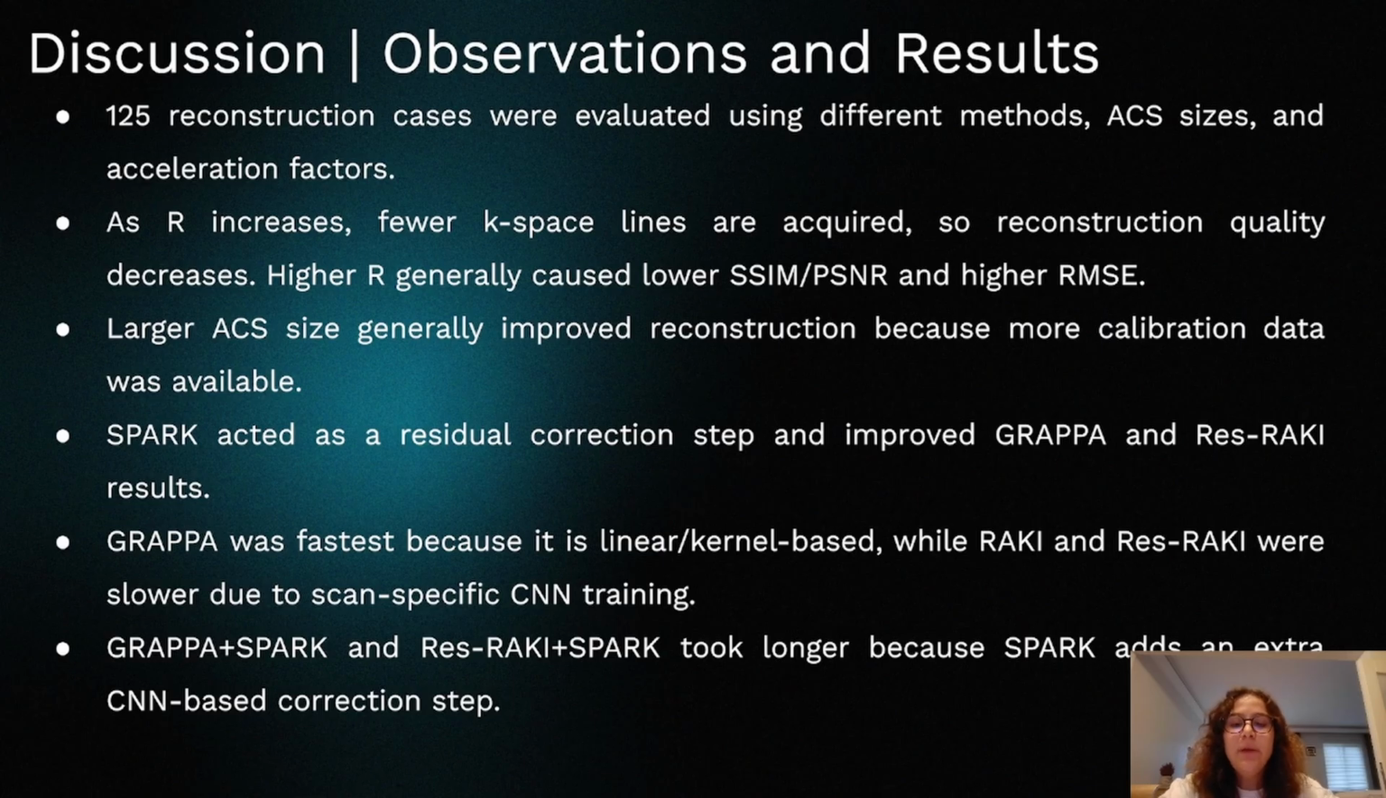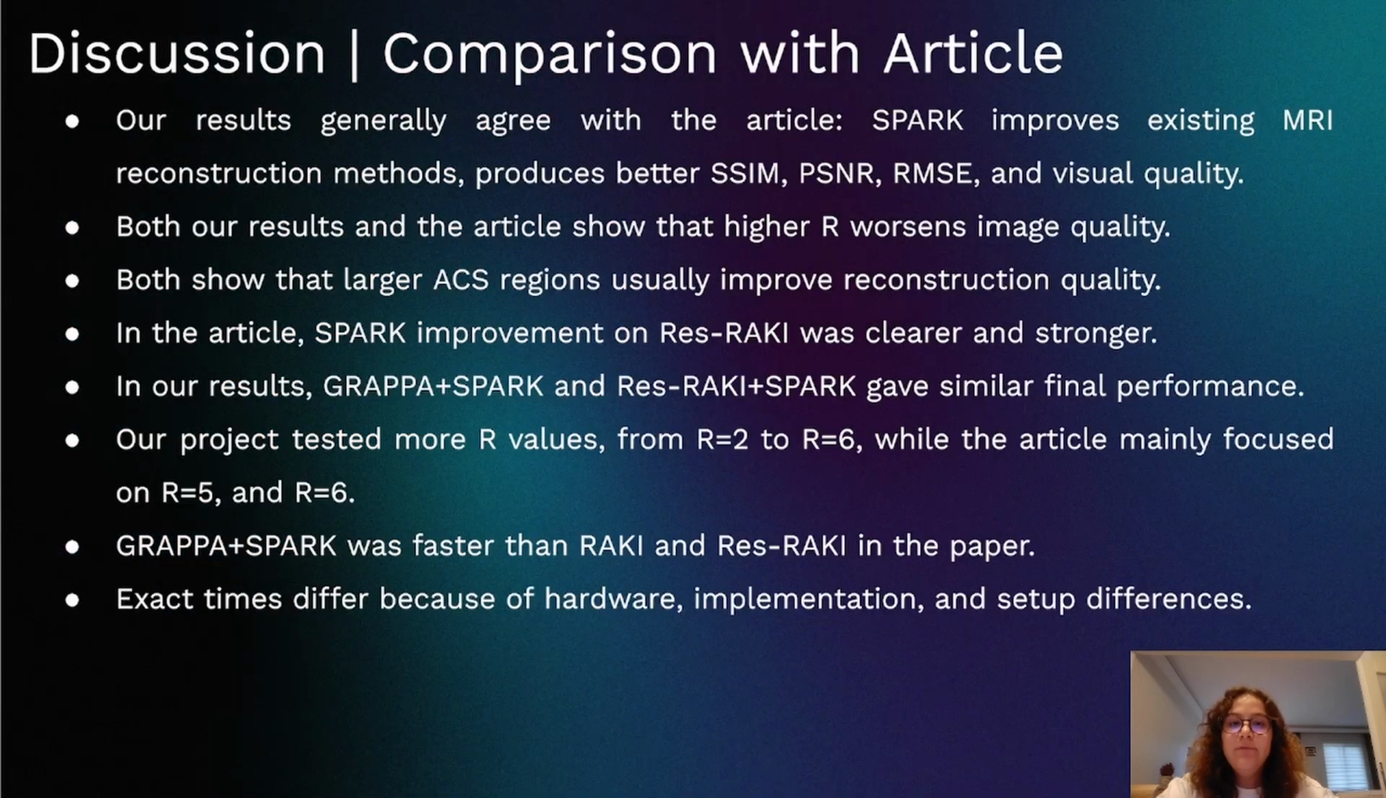When we look at the 3 basic reconstruction methods, we expect Grappa to be the fastest one, since it's a linear kernel-based reconstruction, whereas Raku and residual Raku are CNN trainings. And the order of these computation times are as expected. When we look at the comparison with the article, we see that the acceleration factor effects and the ACS region size effects align with the article and the theoretical background.